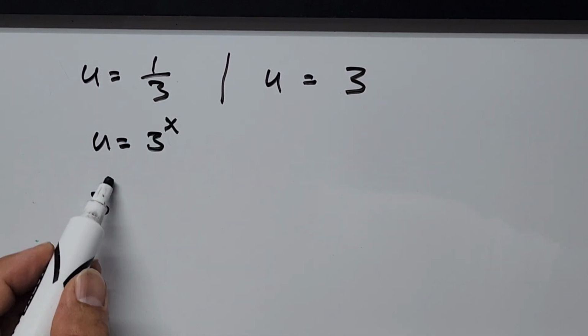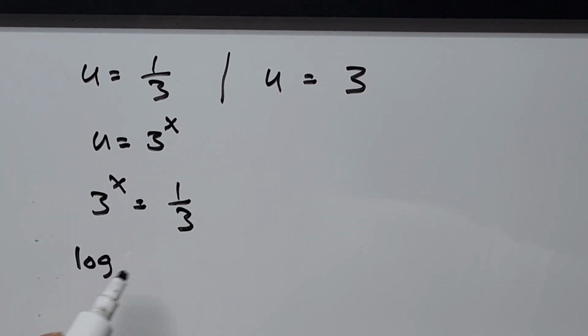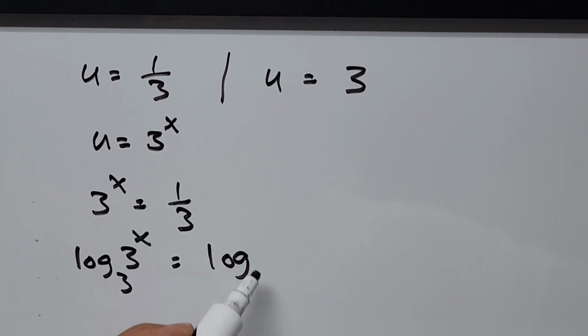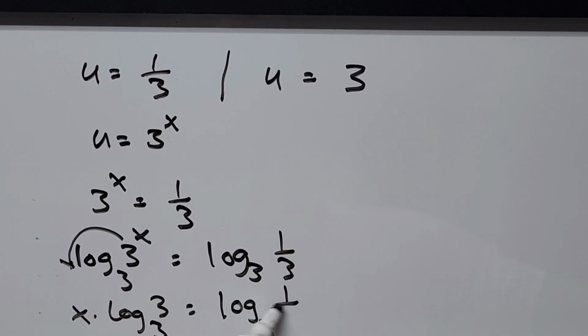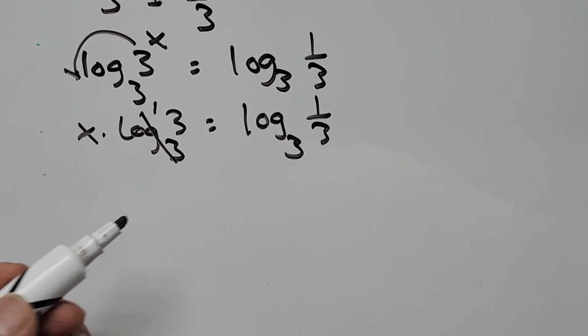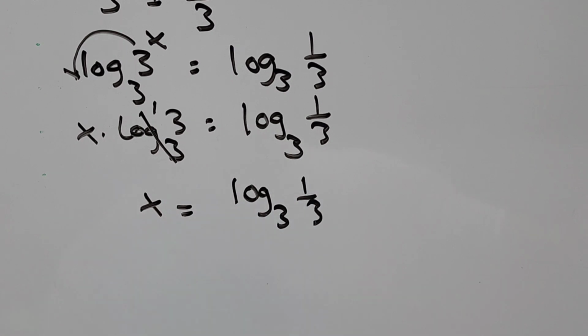So we now have 3 to the power of x is equal to 1/3, taking log on both sides. So we have log base 3 of 3 to the power of x equals log base 3 of 1/3. Here, taking down the x to the front, we have x times log base 3 of 3 equals log base 3 of 1/3. Log base 3 of 3 is 1. So we have x is equal to log base 3 of 1/3. So that's our value of x.